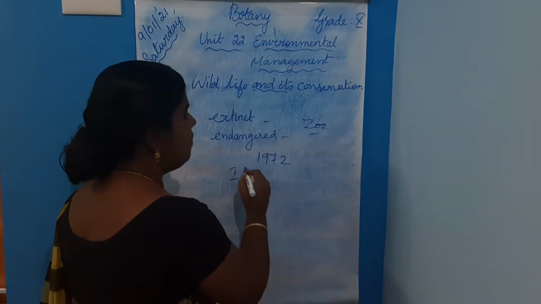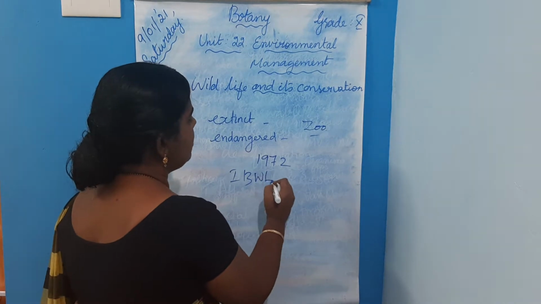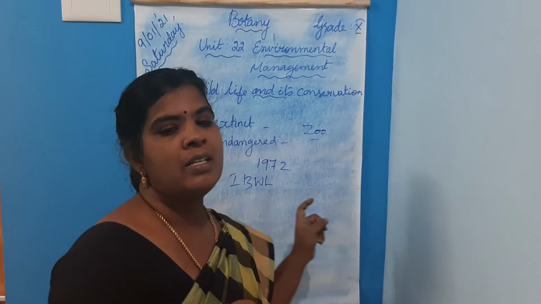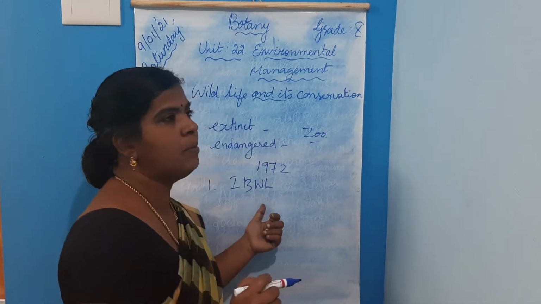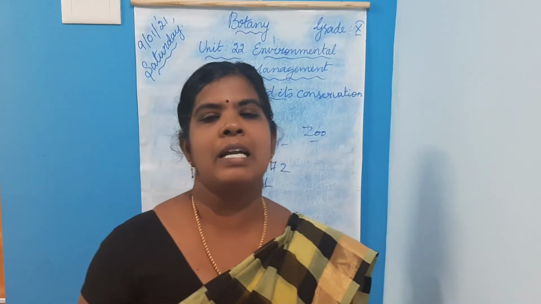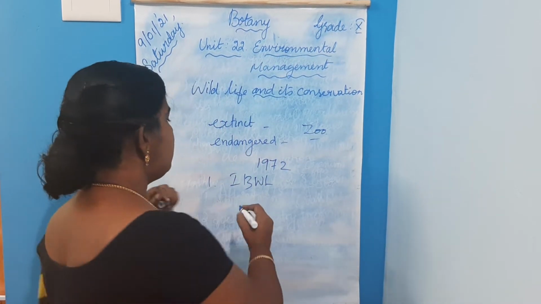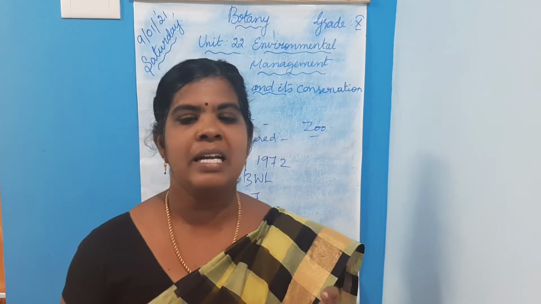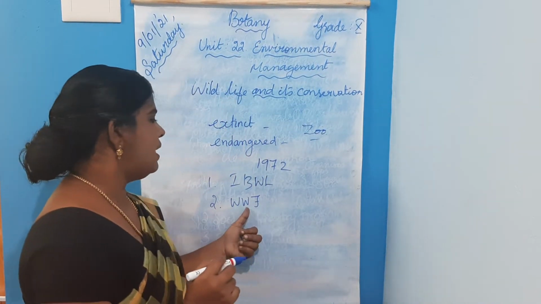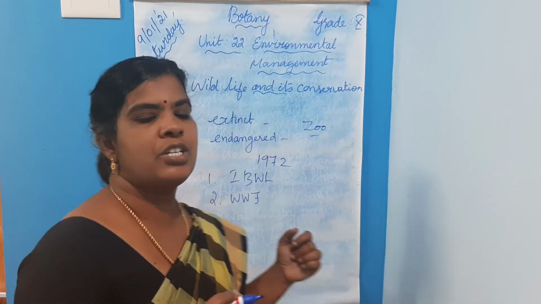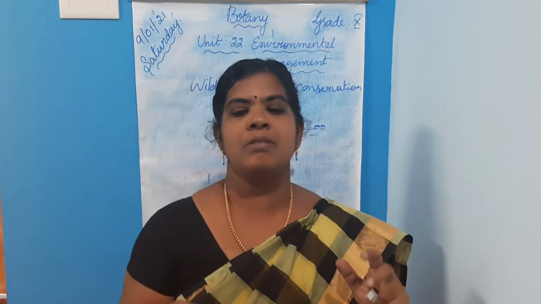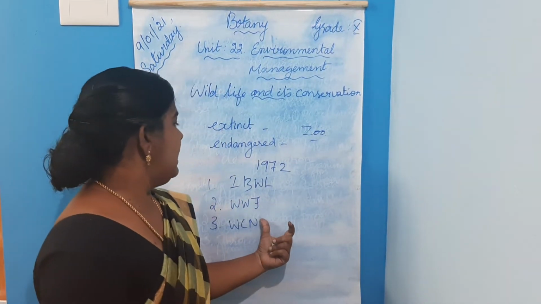First organization, IBWL, the Indian Board for Wildlife Conservation. Certain organizations are established to protect or conserve wildlife. Second is WWF, the World Wildlife Fund for Nature. Third is the World Conservation Union, Union for Nature.